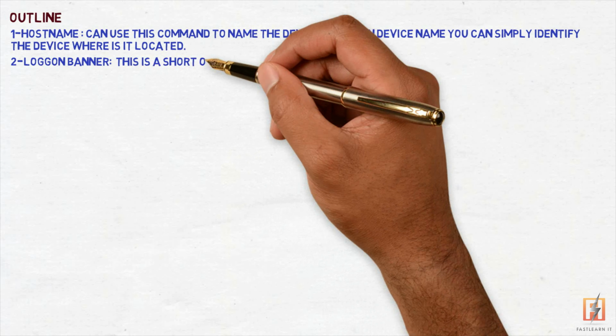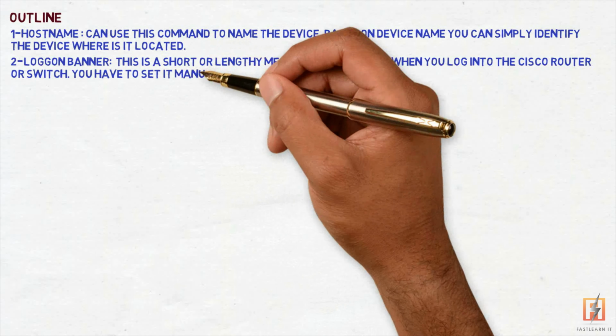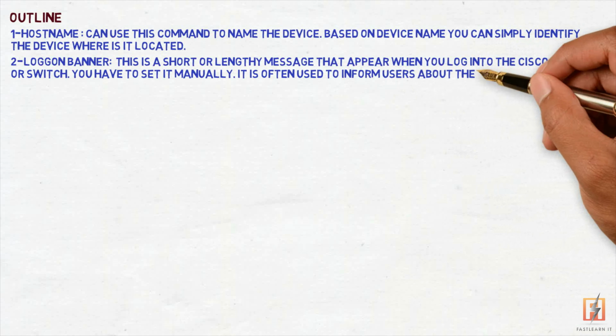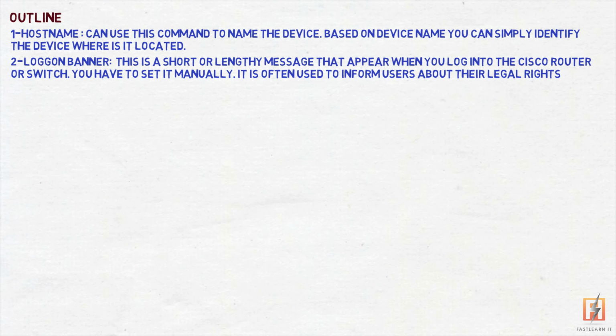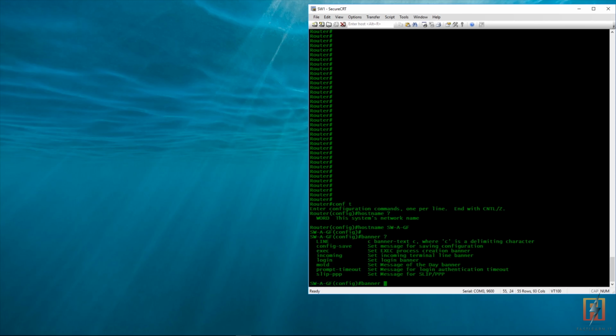Second command, logon banner. This is a kind of warning message that you can set in your router or switch console. Any intruder who may want to access your device will get this warning message when they log in. Also, logon banners are often used to inform users about their legal rights. In order to create a banner in a router console, I will use the banner command in global configuration mode. So I will type banner, leave a space, then type the question mark.